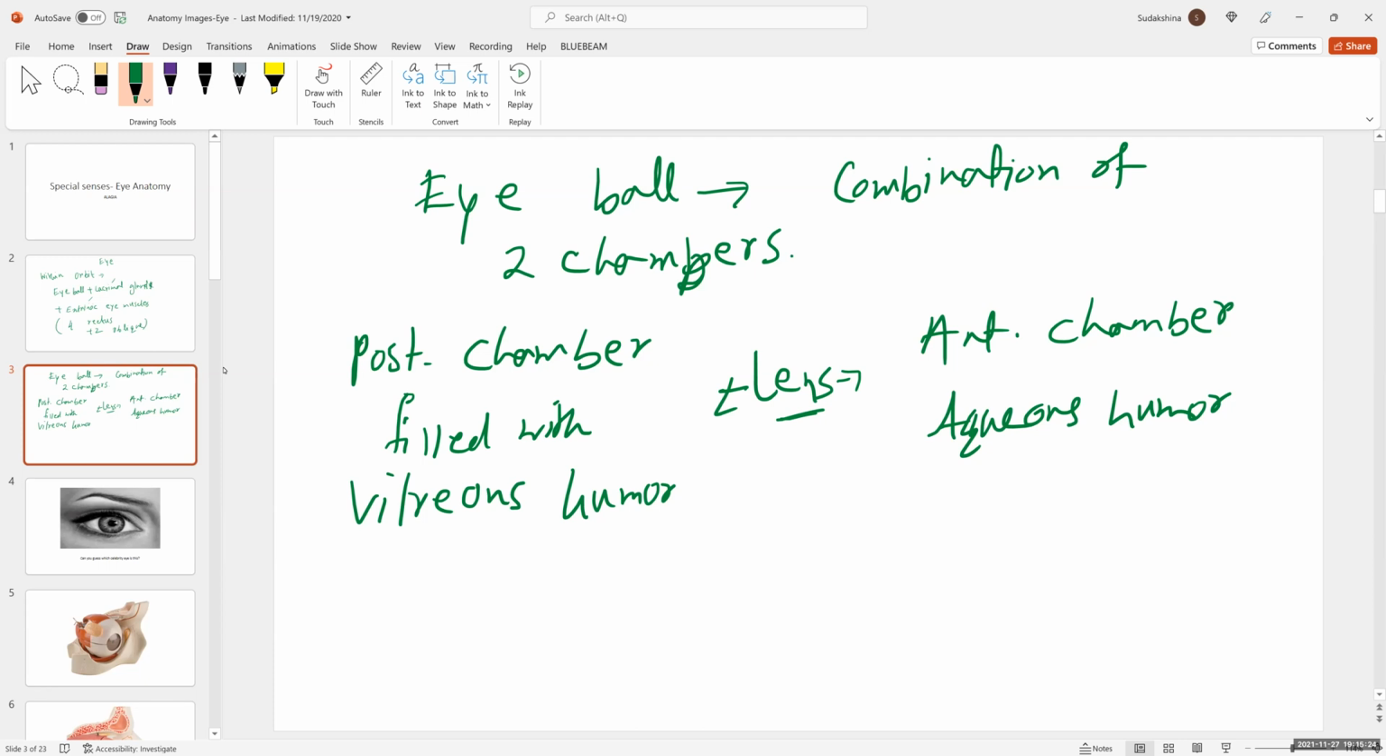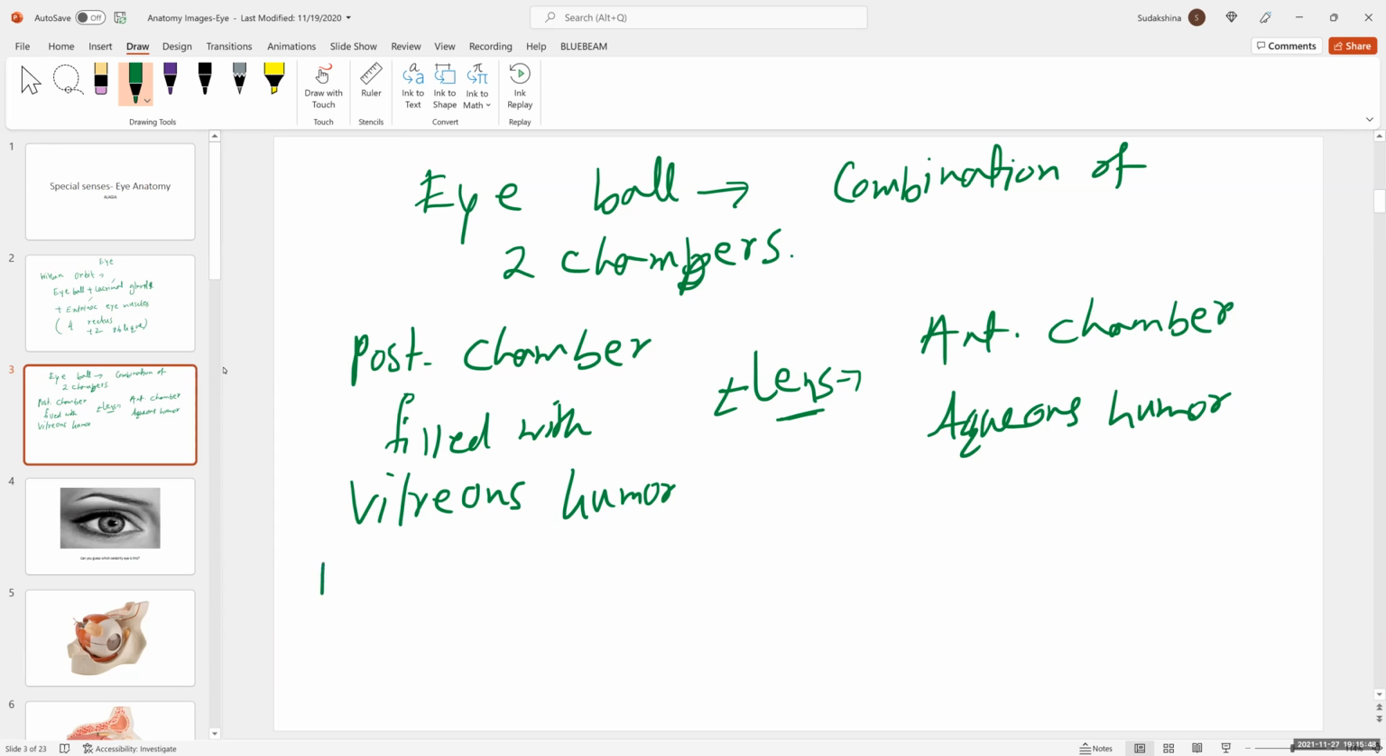The chambers are not empty. They are filled with a lighter, thinner aqueous humor, and the posterior chamber is filled with a thicker, almost gel-like vitreous humor, which gives the eyeball its shape. And as we learned, the eyeball shares the space within the orbit with the extrinsic eye muscles and the lacrimal gland.